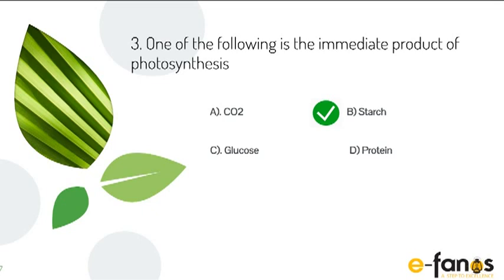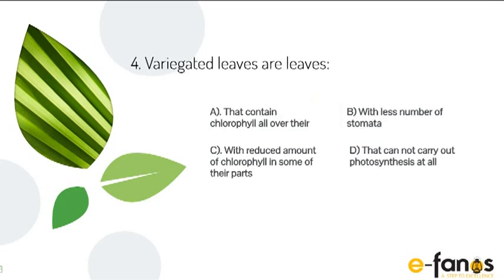Question 4. Variegated leaves are leaves A, that contain chlorophyll all over them, B, with less number of stomata, C, with reduced amount of chlorophyll in some of their parts, or D, they cannot carry out photosynthesis at all. And the correct answer is C, with reduced amount of chlorophyll in some of their parts.